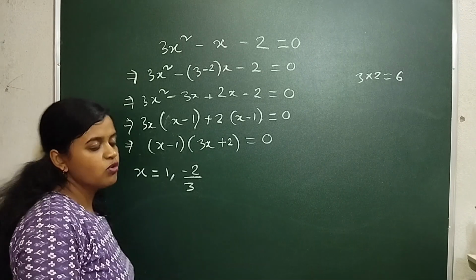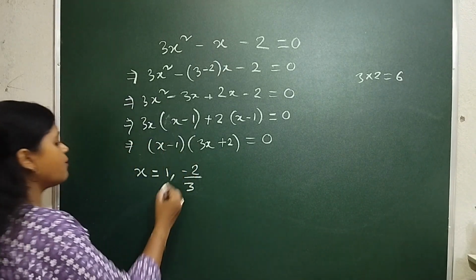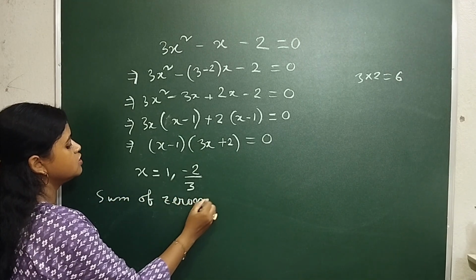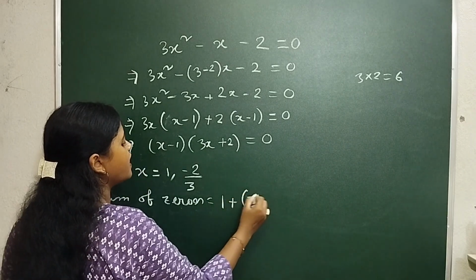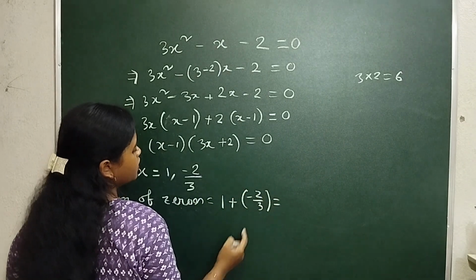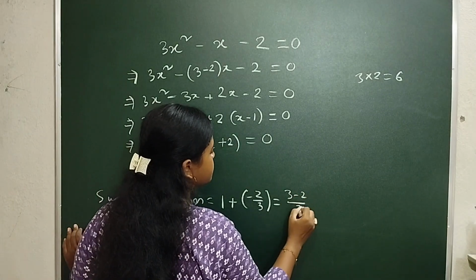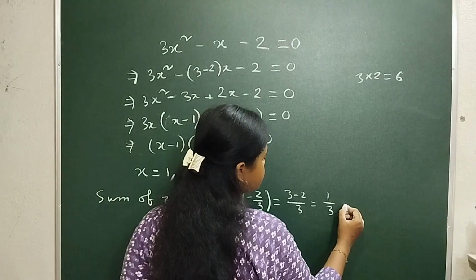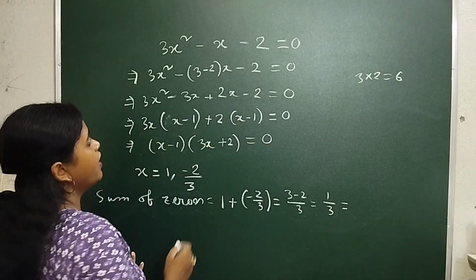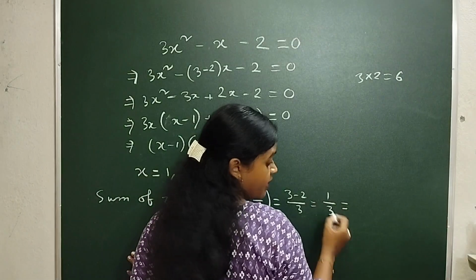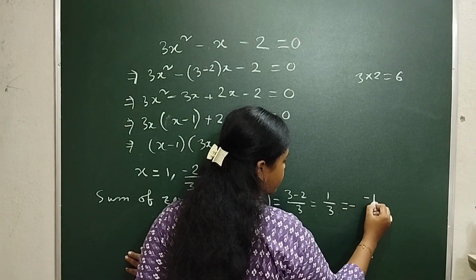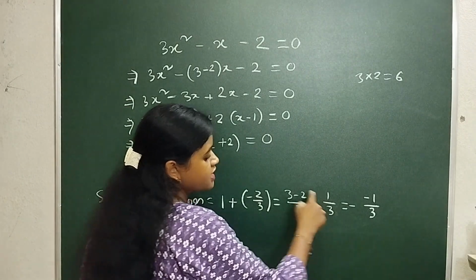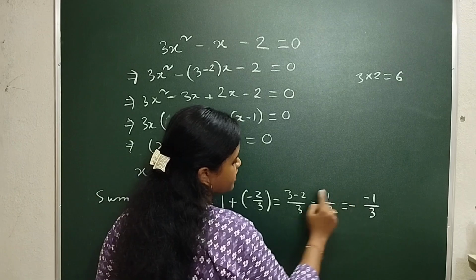So now we have to find the sum of the zeros. Sum of the zeros equals 1 plus minus 2 by 3. So what do we get? 3 ones are 3, minus 2 by 3, that is 1 by 3. So we can write it as 1 by 3, and we can also write it as minus of minus 1 by 3. Why do we write this? Because there is 1, we adjust it minus minus plus.